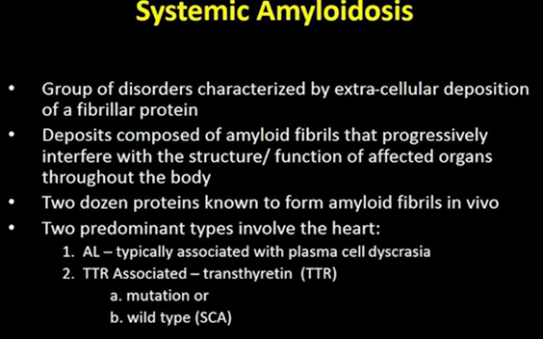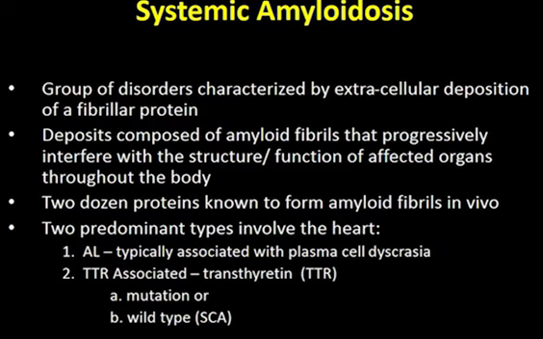Now, as background, systemic amyloidosis is a group of disorders that are characterized by an extracellular deposition of a fibrillar protein. Deposits of the amyloid fibrils in an organ progressively interfere with the structure and function of the affected organ. In this case, the focus today is on the heart, but it can affect other organs throughout the body. There are more than 24 proteins known to form amyloid fibrils inside humans.